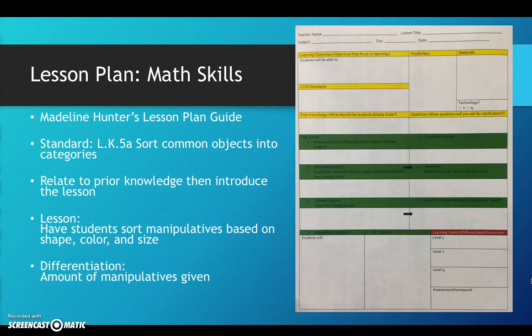Lesson plan for math skills. Learning outcomes: this is again the Madeline Hunter's lesson plan guide. The standard is LK5A: sort common objects into categories, and then relate back to prior knowledge, then introduce the lesson. The lesson: have students sort manipulatives based on shape, color, and size. The differentiation: amounts of manipulatives given.